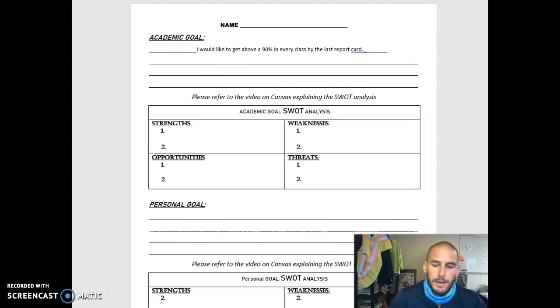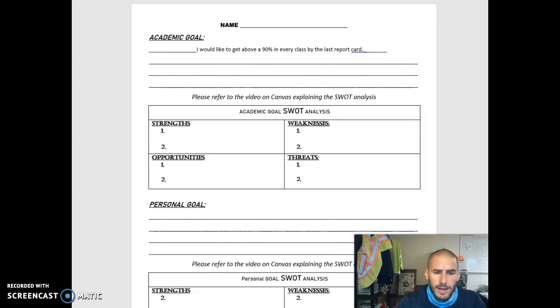So here is your assignment for today. If you haven't finished your academic and personal goal from yesterday, then you will need to finish that before you can go on. So what you're looking at here, this worksheet, is a SWOT analysis of your goal.